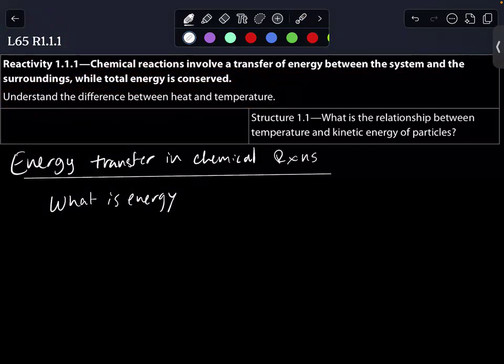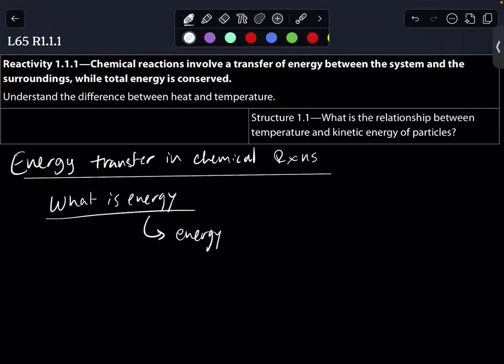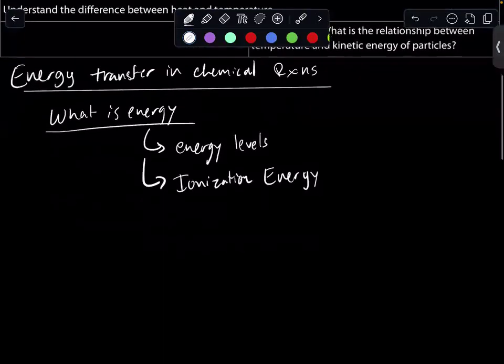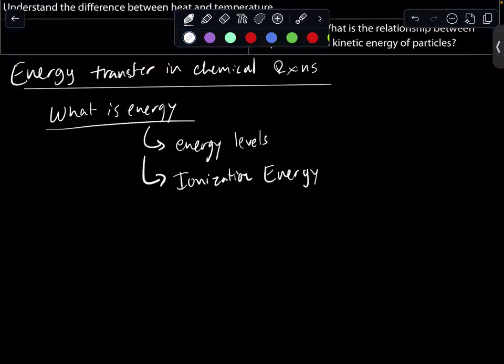Well, in the few cases we've talked about it, energy is often associated with energy levels. These are regions where electrons occupy different spacings away from the nucleus, and they change in energy further or closer away. We've also talked about ionization energy. Ionization energy is the amount of energy we must put into an atom or a mole of atoms to remove 1 mole of electrons. We can have first ionization energy or successive ionization energies.